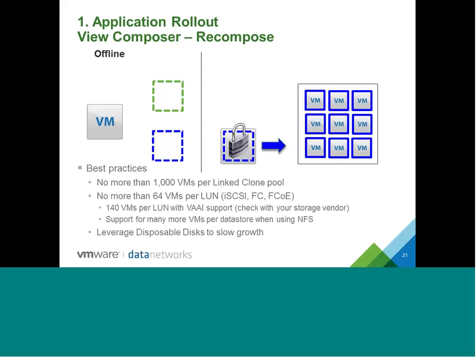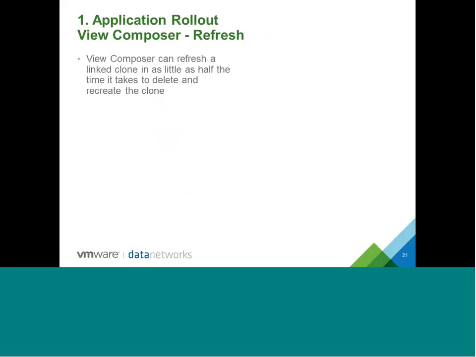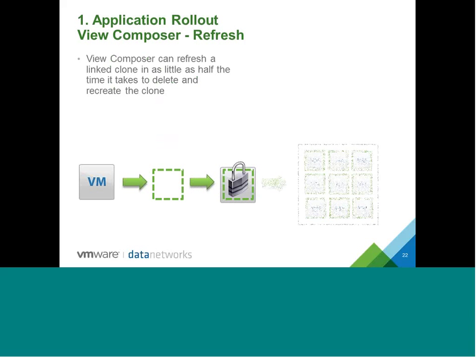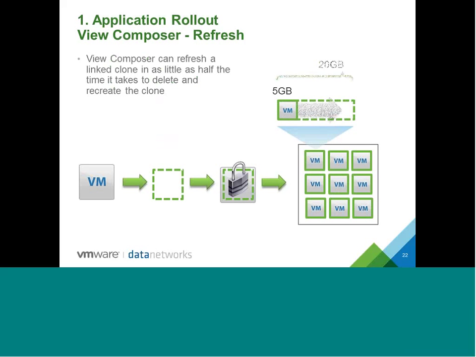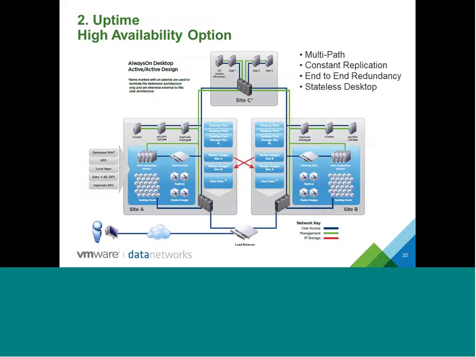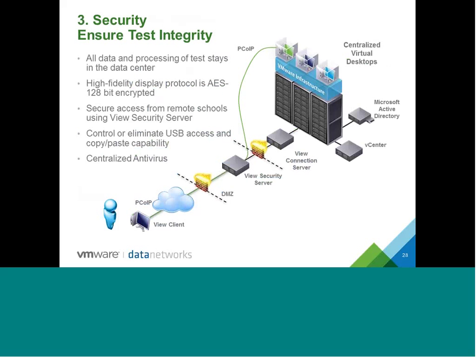But if you leverage disposable disk for slow growth, and again, rolling this out, which is at the end of the day what you all are interested in, you can refresh a linked clone in as little as half the time it takes to delete and recreate the clone. So we've really worked on performance with Pearson to ensure that the TestNav 7.5 solution is going to work like a charm. So again, uptime and high availability. You want to get through tests and not have any headaches. We've got some resiliency built in, and we support some of the caching options that TestNav 7.5 provides.